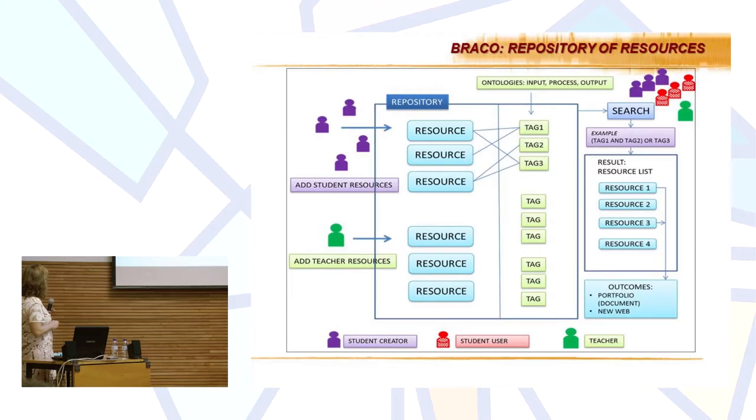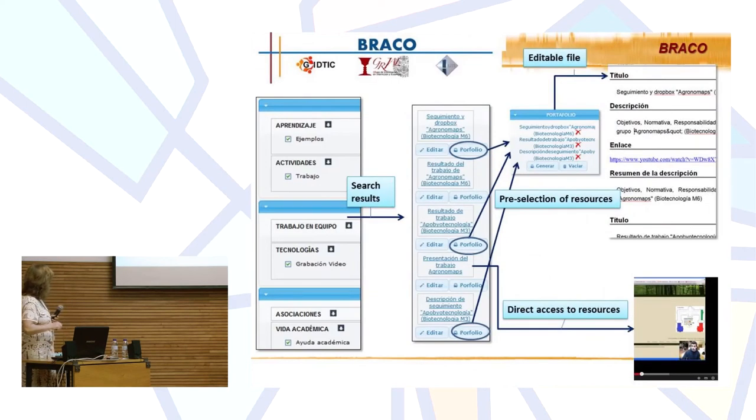Well, the idea is this one. We can choose in the tags. We can choose, for example, examples in the learning techniques. I want to search examples related with teamwork, and also only in video format. And the goal or the objective of this resource should be an academic help to other students. So the result will be all of these results. They are resources. And with this option in the repository portfolio, I can generate a new editable file or a web, as I told you. Here, for example, is the direct access to resources.